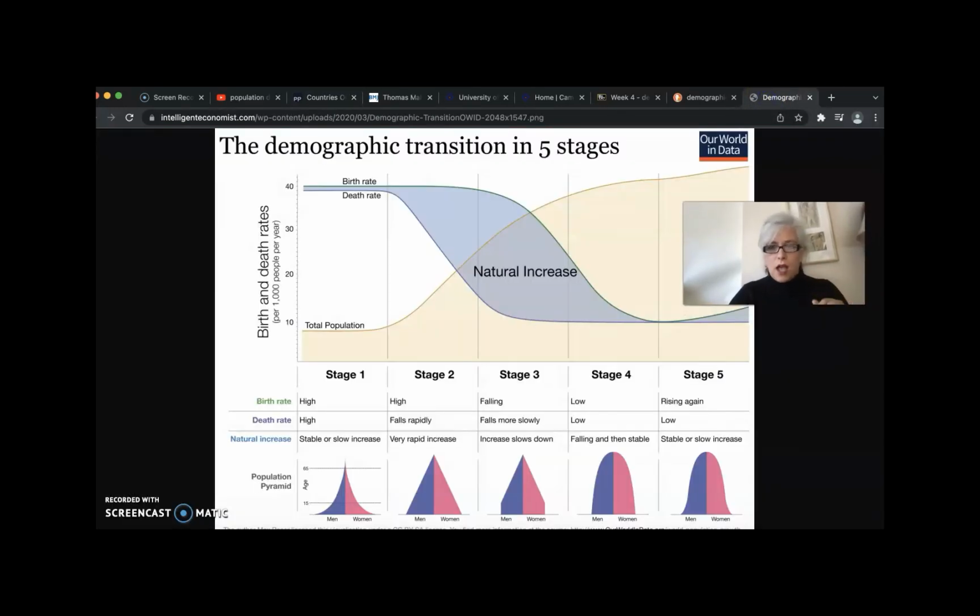Let me see, here it is. So we're going to be looking at demographic transition in this different graphic format. I popped over to this one really quick because it has population pyramids here at the bottom. And of course, we learned to interpret those in a previous video.